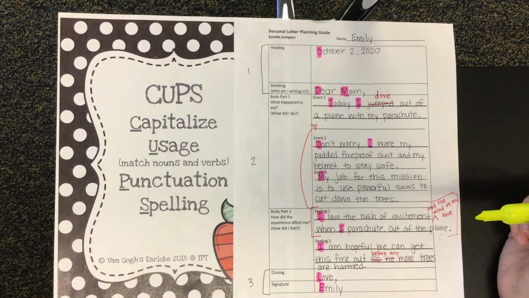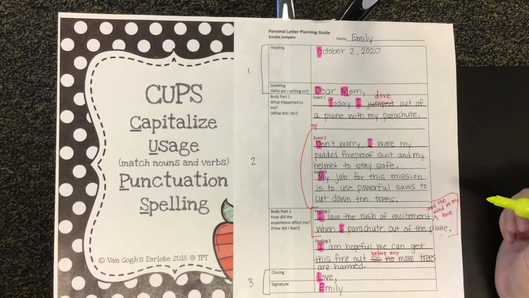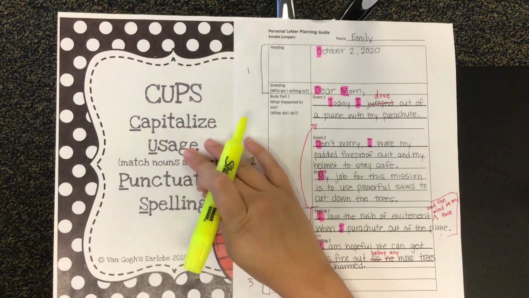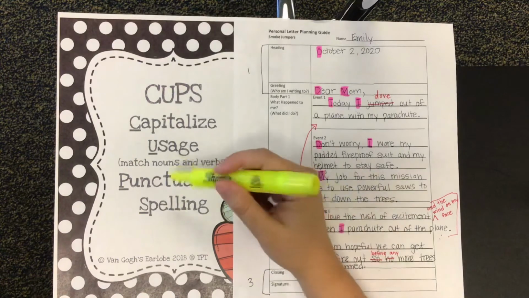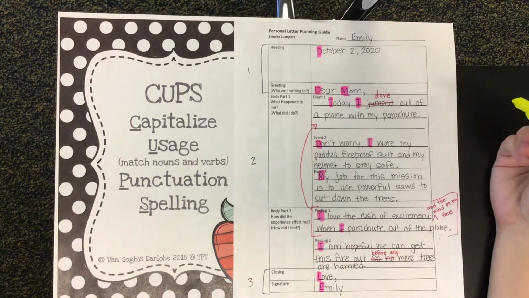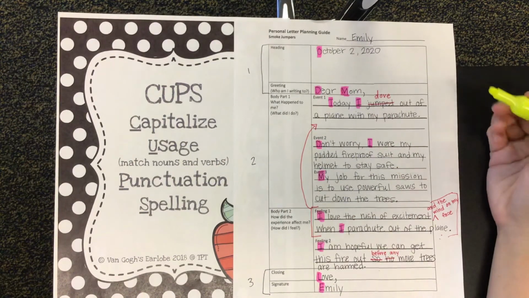So I've got all of my sentences have a noun. It says the who, right? And the what, the verb, the action. So I'm good with my who. Please check your sentences and make sure that they have a who and a what. And then we're going to move on to punctuation. Grab your yellow marker or highlighter for that.